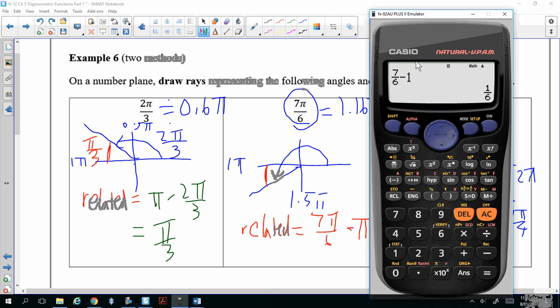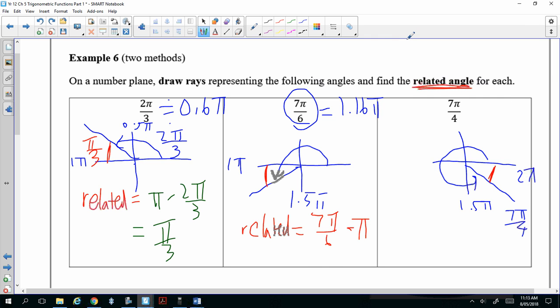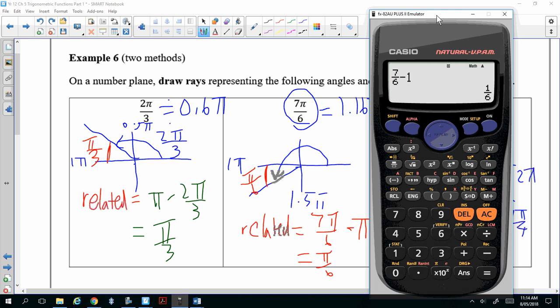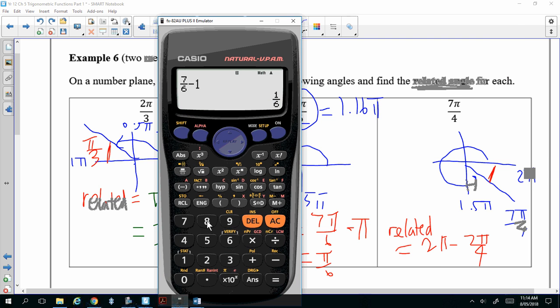And then how about the last one, the related angle? It's pi over 4. How do you get pi over 4? You just do 2 pi minus 7 pi over 4. It's like doing 2 pi as 8 over 4, so you do 8 over 4 minus 7 over 4. You get pi over 4.